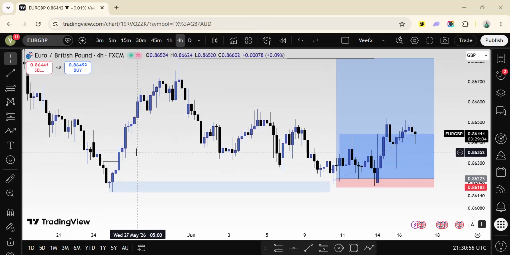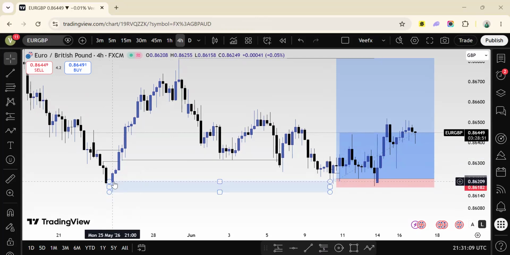Even if this was my MSS right here, the next candle that pulled back has already mitigated this area. So I cannot even pick this area, this breaker block, as my entry. I'll still pick this. So still the same thing, right? But this is me marking my inducement.